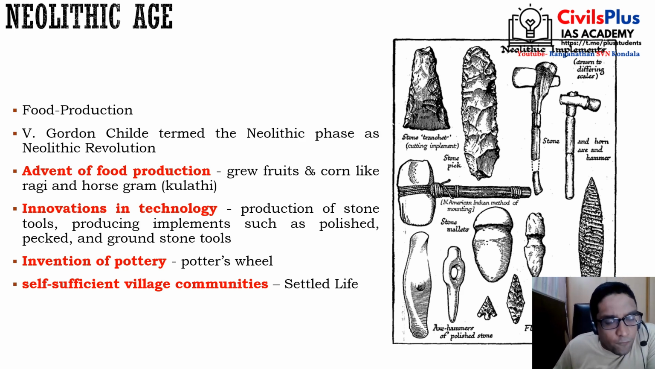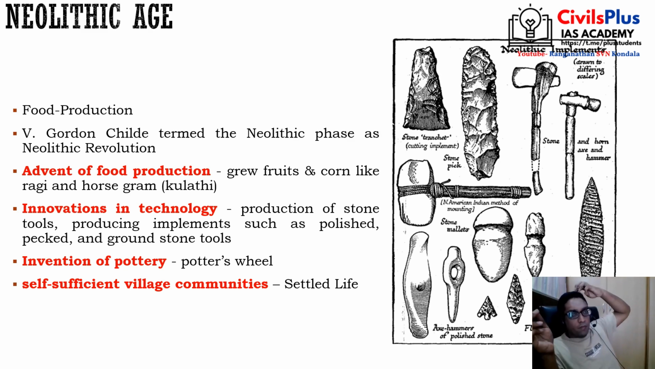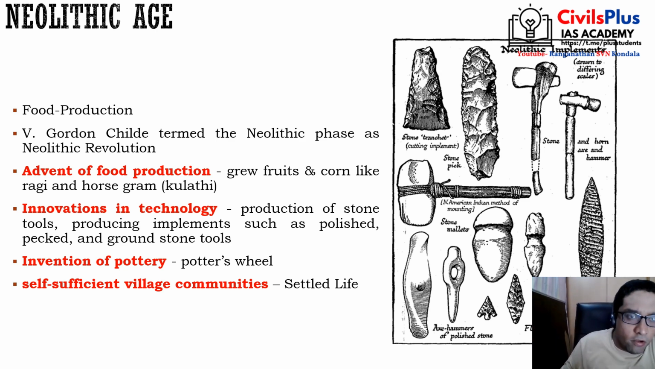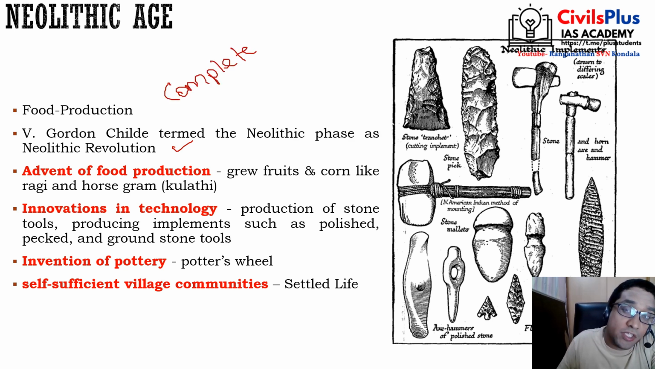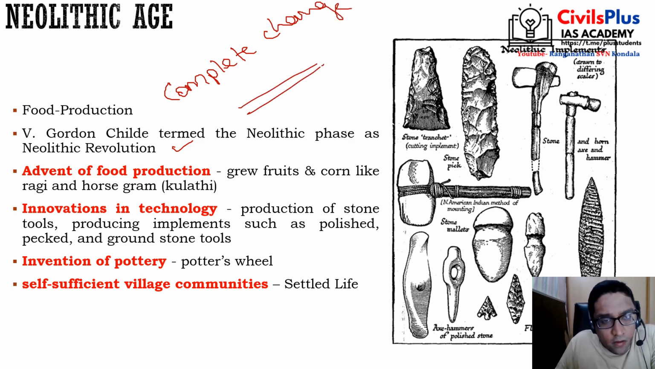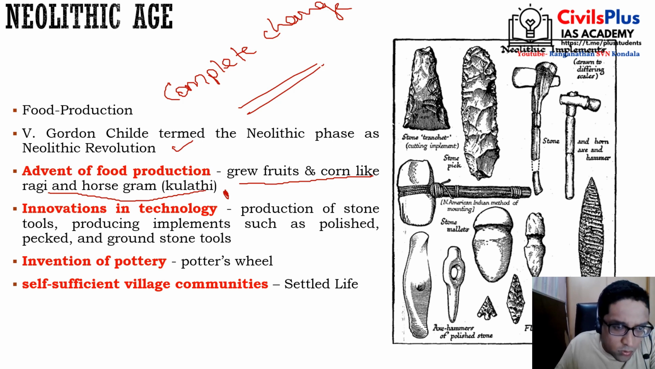The Neolithic age is the food production age, from hunter-gatherers in the Paleolithic to herders in the Mesolithic. Now the people have reached the point of complete food production and storage. Gordon Childe termed the Neolithic phase the Neolithic revolution. The reason he called it a revolution is that there was a complete and fundamental change in society. This culture largely produced fruits and millets like ragi and horse gram. Horse gram is also called kulathi.